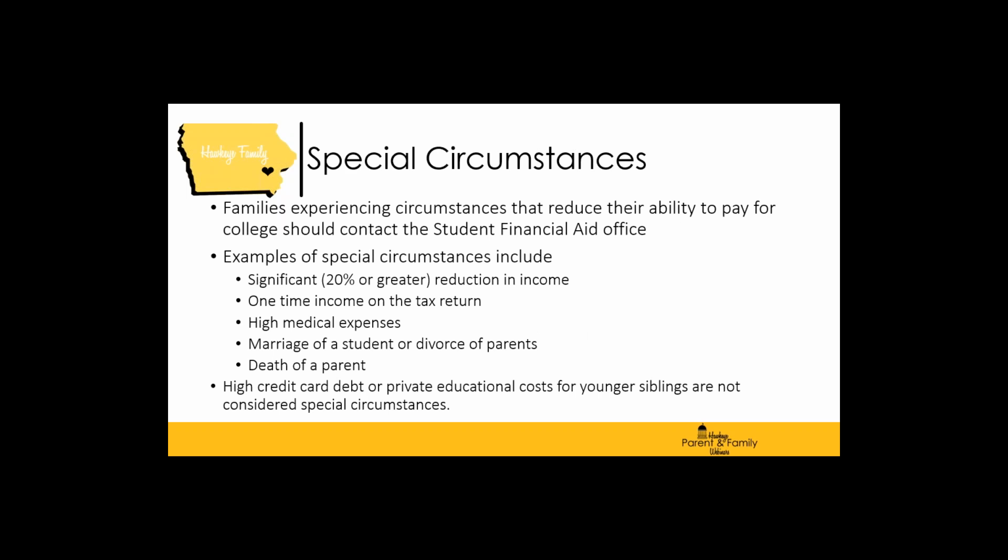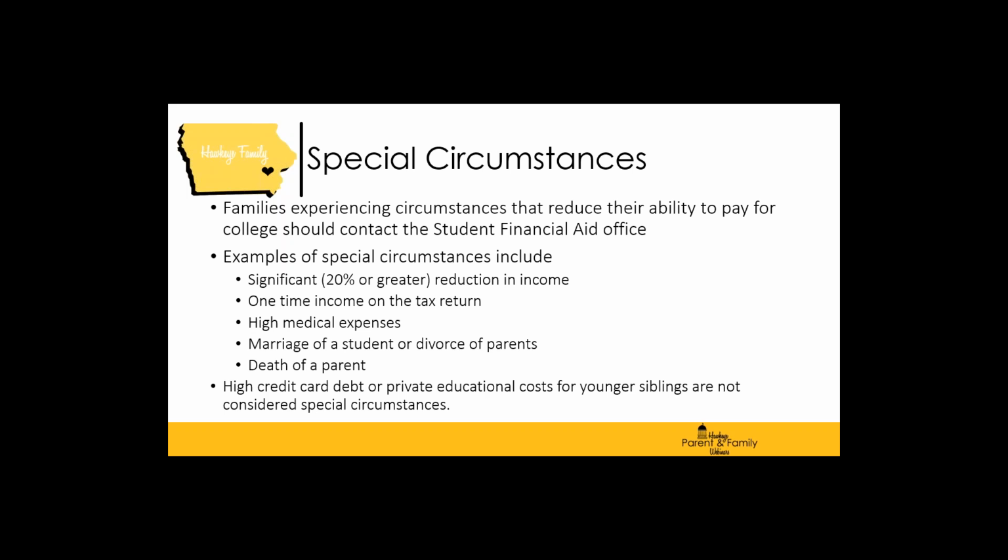Families do experience special circumstances, things that the FAFSA itself doesn't really take into consideration. The FAFSA is asking for some black and white kind of numbers, and things aren't always black and white. And so we want to make sure that you know that the Student Financial Aid Office is here to help you with that. There can be circumstances that occur, like a reduction in income. There could be one-time income on a tax return, maybe a capital gain, but it really is more a gain on paper than it is in real money. There could be high medical expenses, there could be a marriage or a divorce, or unfortunately there could even be a death in the family. And so those are things that you need to make sure to let the Student Financial Aid Office know so that we can help you with that.